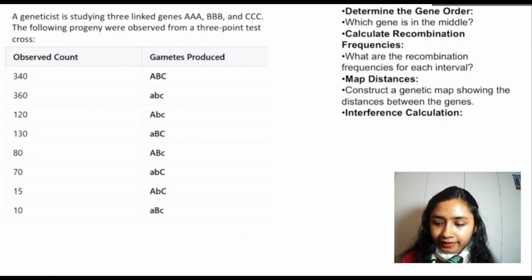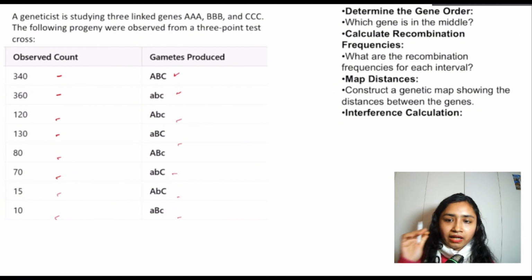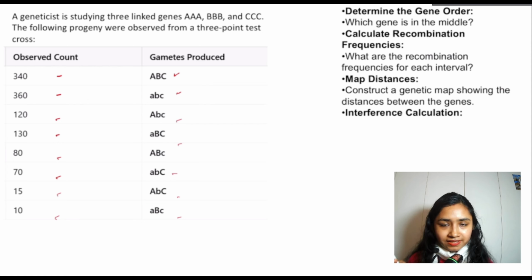So these are the gametes, these are the genotypes of the gametes, and these are the numbers observed for each gamete. Before starting, I want you to know these points very clearly: the parental combinations, or non-crossover combinations, are highest in number. The parental combination is always higher than the recombined combination because the chance of getting the recombinant types is lower than getting the parental types.